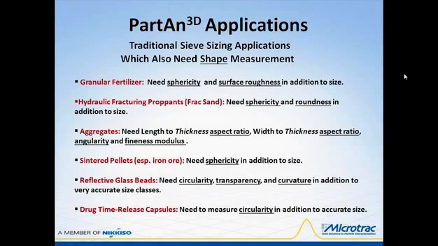Reflective glass beads used in highway coatings are optimized for performance when they have high circularity, transparency, and curvature, a shape parameter not measured by other image analyzers, as well as having consistent size. And finally, time-release capsules deliver their active drug ingredient at the proper consistent rate when they have the proper circularity and size.